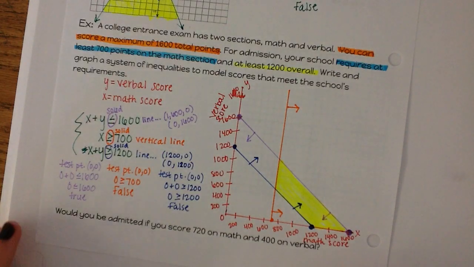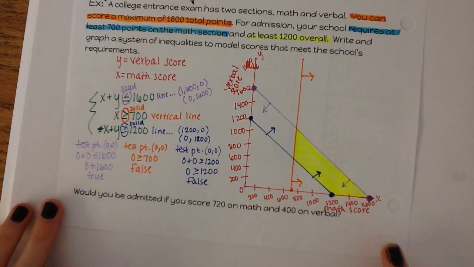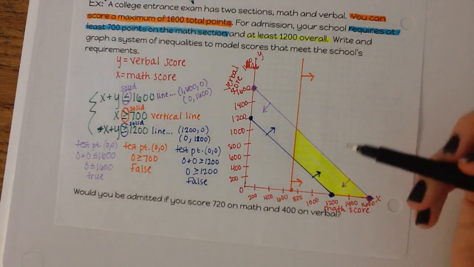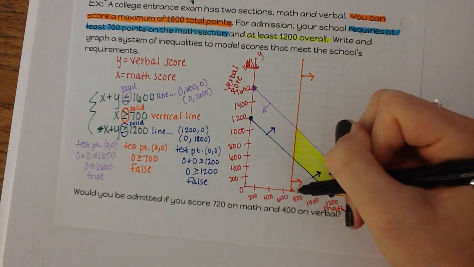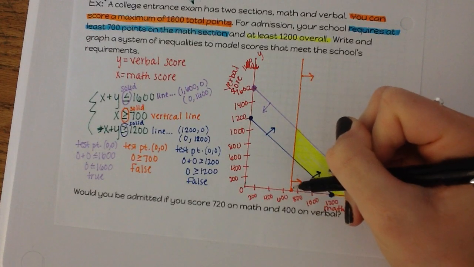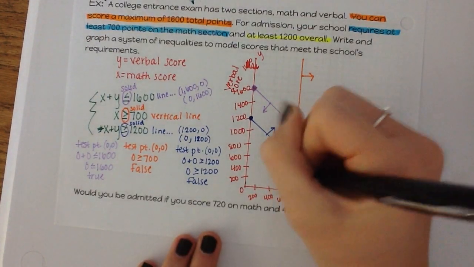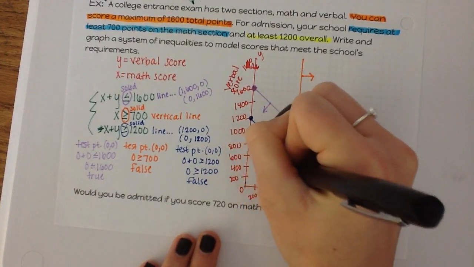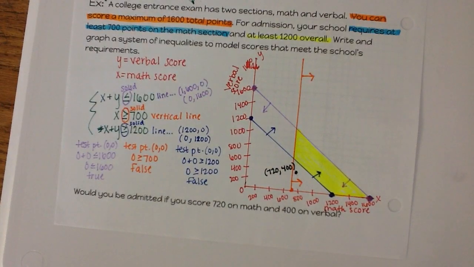Okay, so the last question it asks us: would you be admitted if you score 720 on math and 400 on verbal? So let's go ahead and find out where this point is. If we have 720 on math, our math score is the x, so we're going over 720, so about right here. And verbal is the y, so we're going up 400. So if this is the point, 720, 400, would we be admitted?